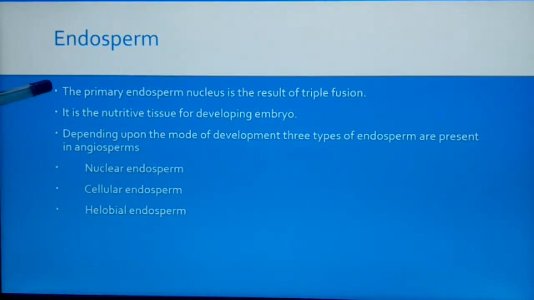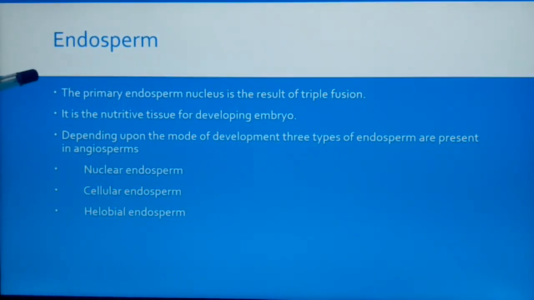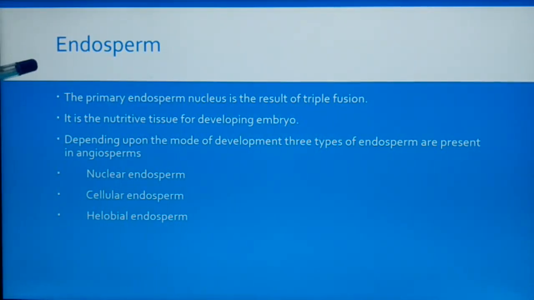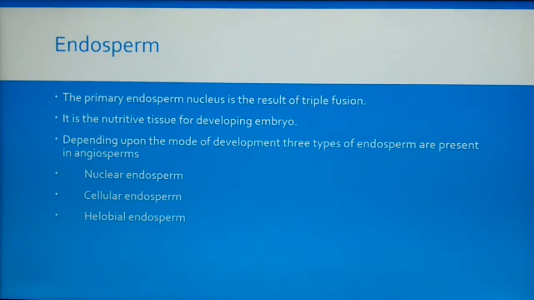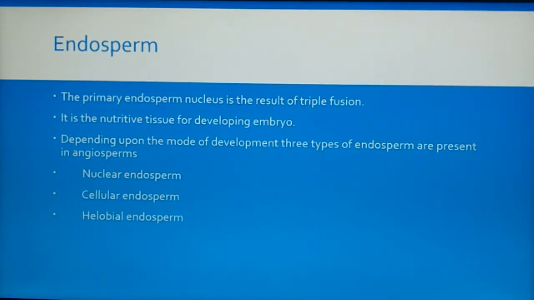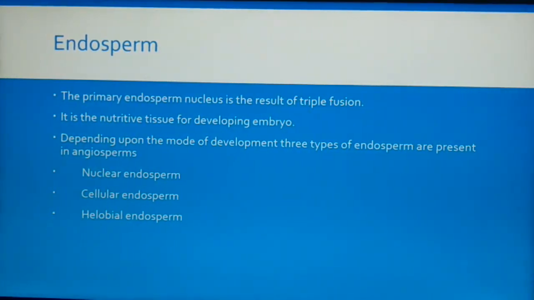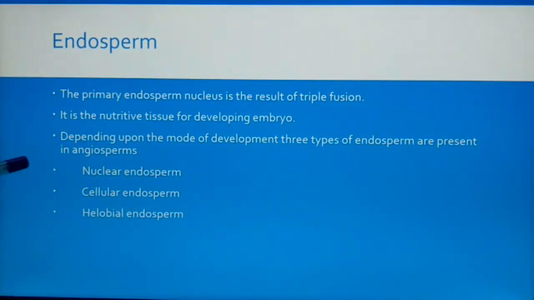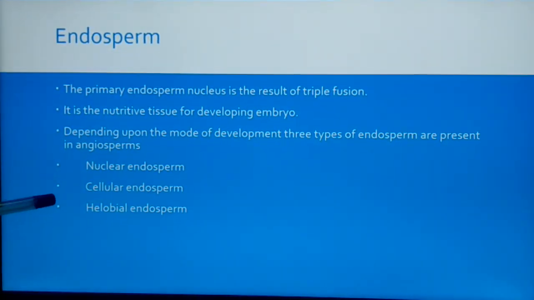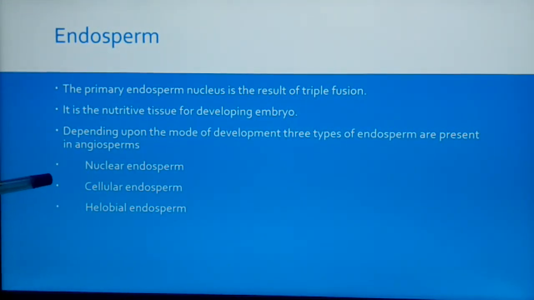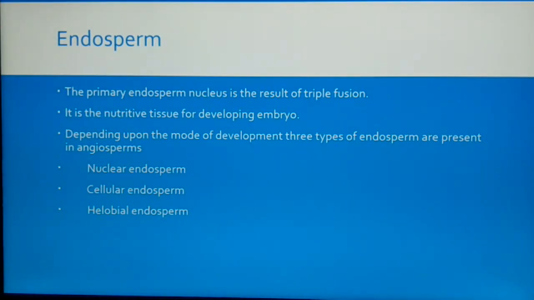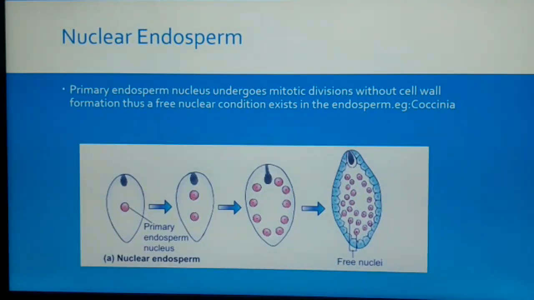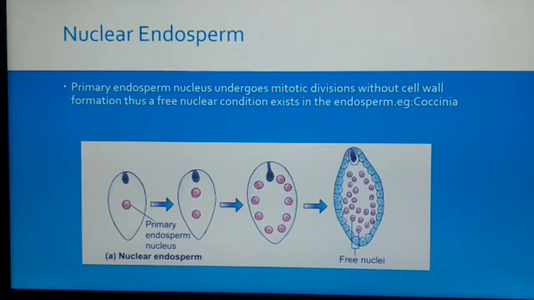The primary endosperm nucleus, the result of triple fusion, is called endosperm. So it is used as a nutritive medium for the developing embryo. Depending upon the mode of development, the endosperms are classified into three categories: nuclear endosperm, cellular endosperm, and helobial endosperm. The primary endosperm nucleus divides immediately after fertilization, before the zygote starts to divide.